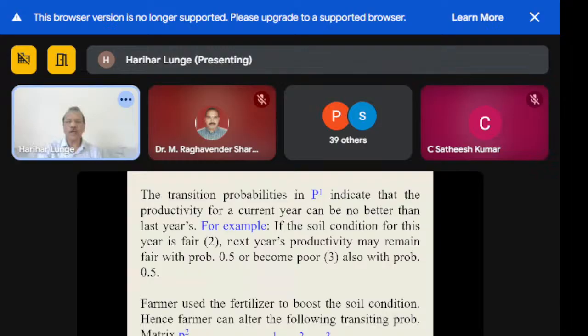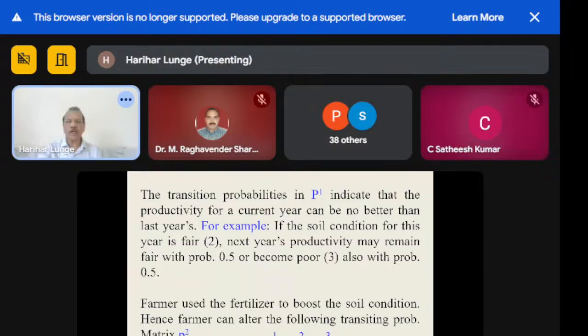0.3, 0.6, 0.1. No doubt, as per the Markov chain, the sum of the rows of the probability, summation p_ij, is 1. So this will be P2. So P1 is the transition probability matrix when the farmer does not use the fertilizer, and when the farmer uses the fertilizer, this transition probability matrix becomes P2.